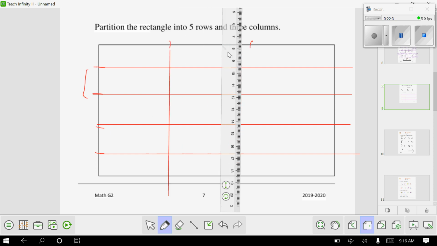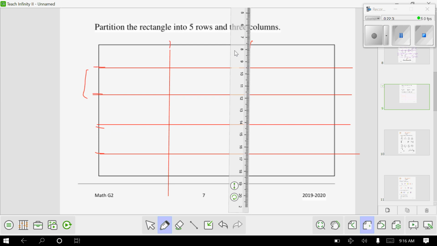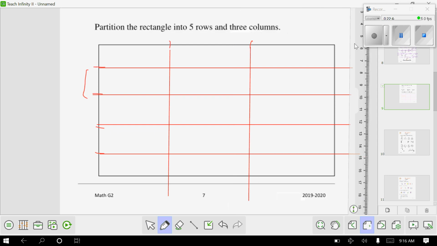So I have now 5 rows and 3 columns. And most of the shapes of the small rectangles are equal.